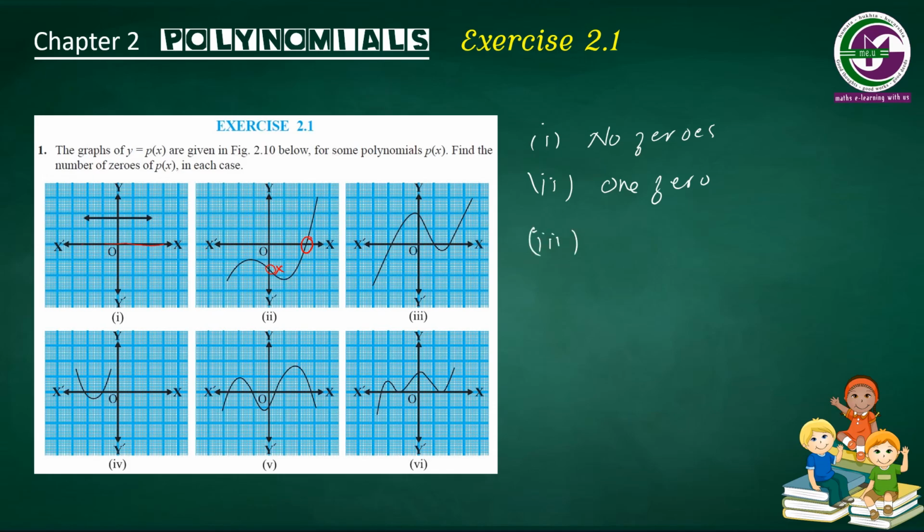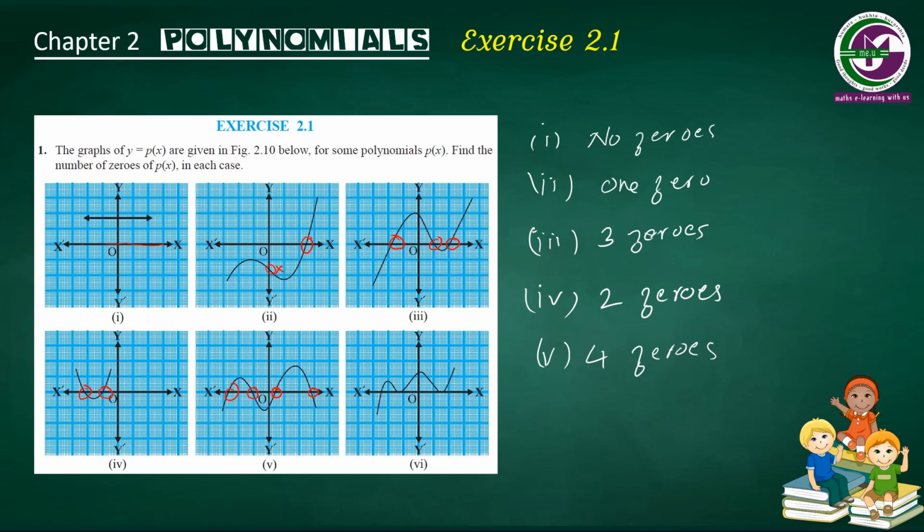For the third question, how many times does it cross the x-axis? There is a point here, and a point here, and a point here, 3 times. So the number of zeros is 3. Fourth question, how many times does it cross the x-axis? 1, 2, 2 times. So the answer is 2 zeros. The fifth question, how many times does it cross the x-axis? 1, 2, 3, 4 times. So the number of zeros is 4.